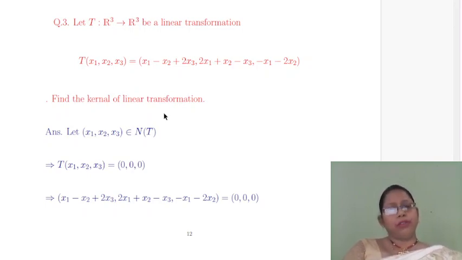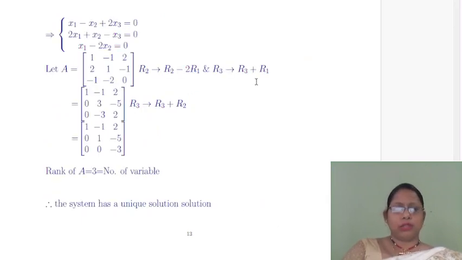Answer: we consider (x1, x2, x3) belongs to the null space of the linear transformation T. If this element belongs to the null space of T, then the T image of this element is the 0 vector. That is T(x1, x2, x3) is equal to (0, 0, 0). Now from the definition of the linear transformation, T(x1, x2, x3) is equal to this one. That means this is equal to the 0 vector. Now equate both the right and left hand side, we will get these three equations.